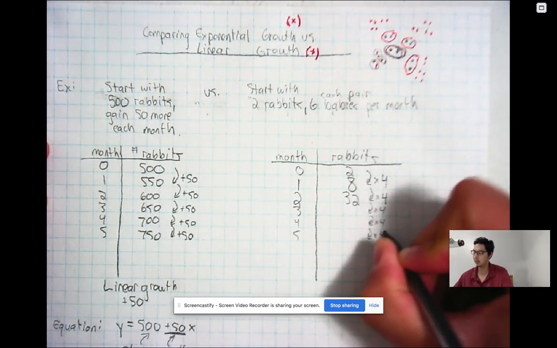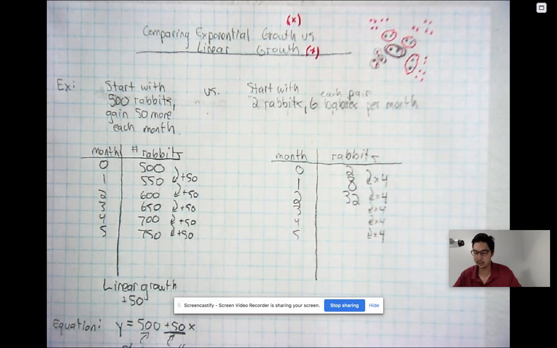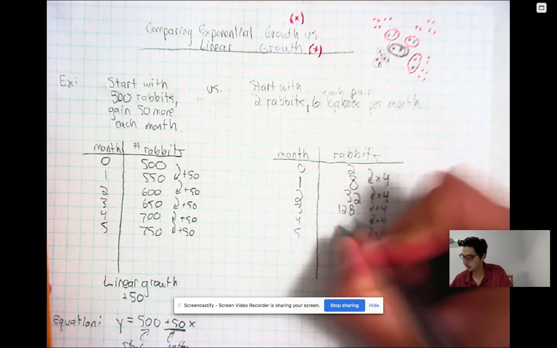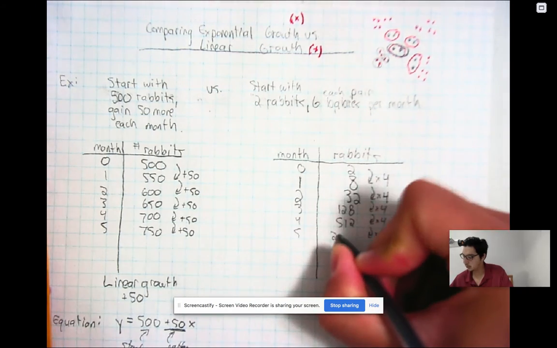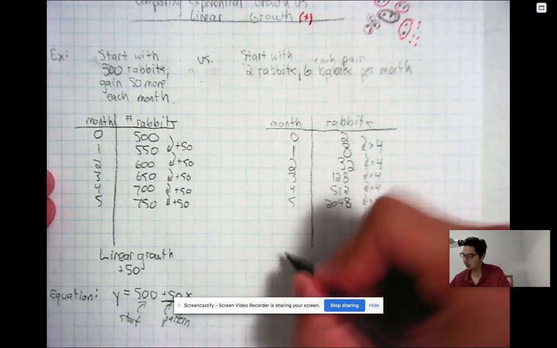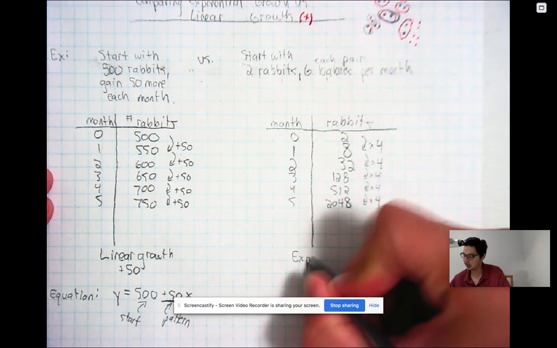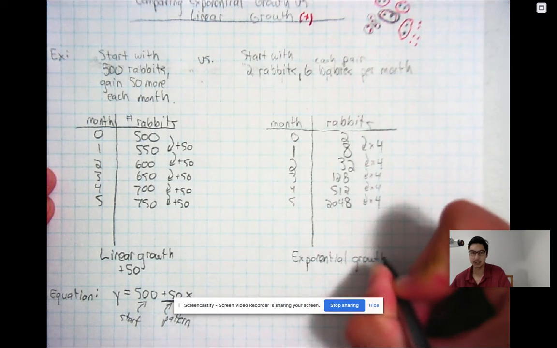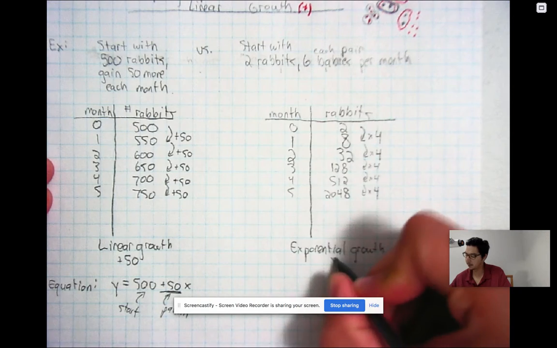And I'll put these in my calculator that I have right next to me. And you would have 8, 32, 128, 512, and then 2048. And this, because of the multiplying, is exponential growth, because of the timesing by 4.